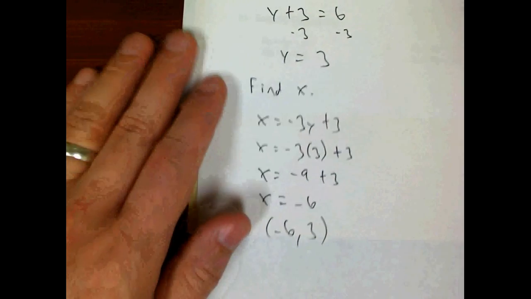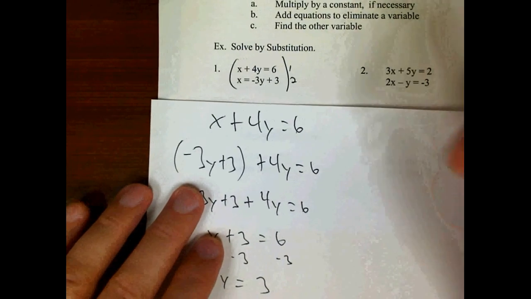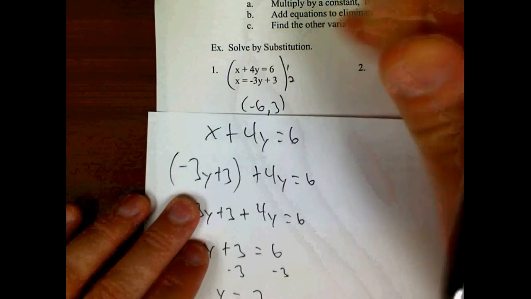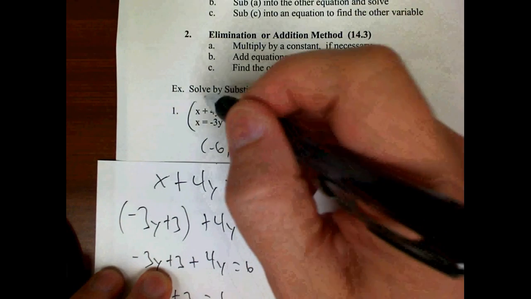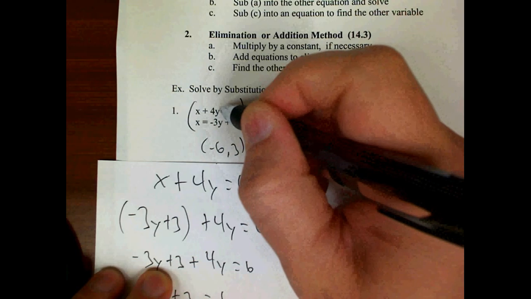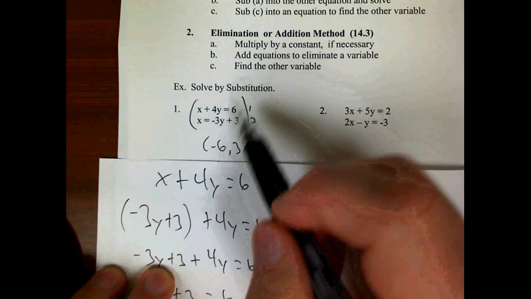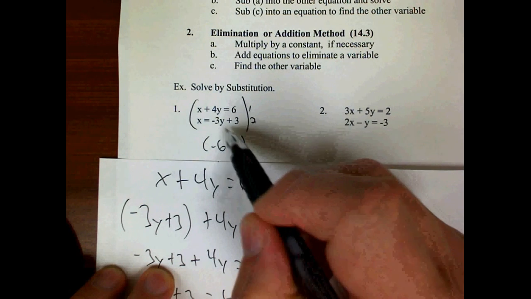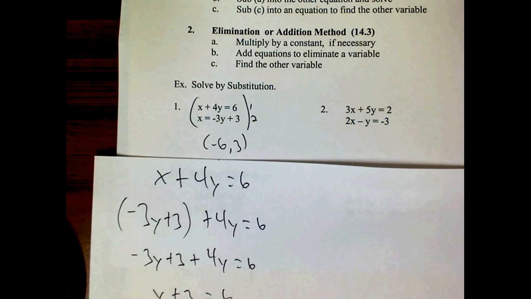Now let's use that and check our answer to the equation. So I'm going to write it up here, negative 6 comma 3, and just check it. So if I were to take negative 6 plus 4 times 3, 4 times 3 is 12, and negative 6 plus 12 is 6. Let's check it down here. And now if I take the negative 3 times the y, which is 3, negative 3 times 3 is negative 9, and negative 9 plus 3 is negative 6. It checks out in both equations, and I'm done with this problem.